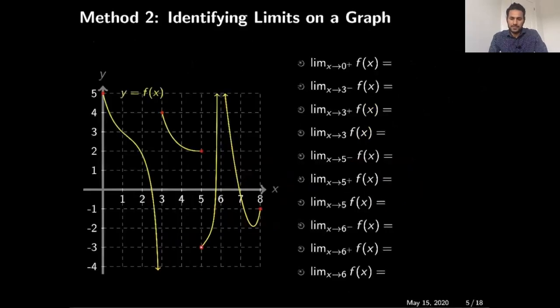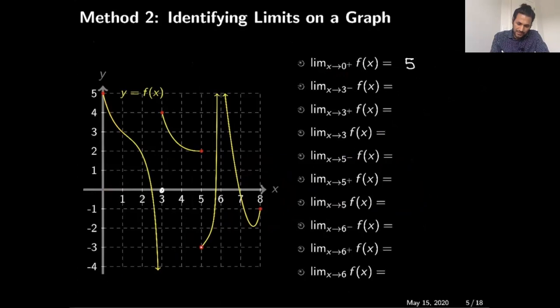Here I have another example where we will calculate the limit by using the graph of the function. In our first example, let's see, when we approach 0, so this is 0. If I'm on the right side of 0, on this side of 0, the graph of the function is approaching 5. So this limit is 5.